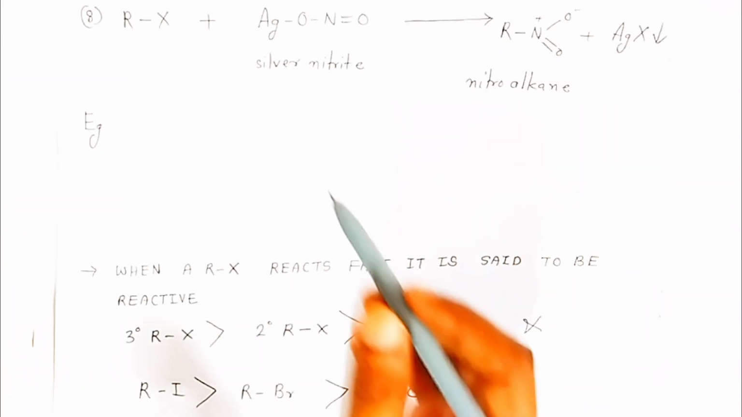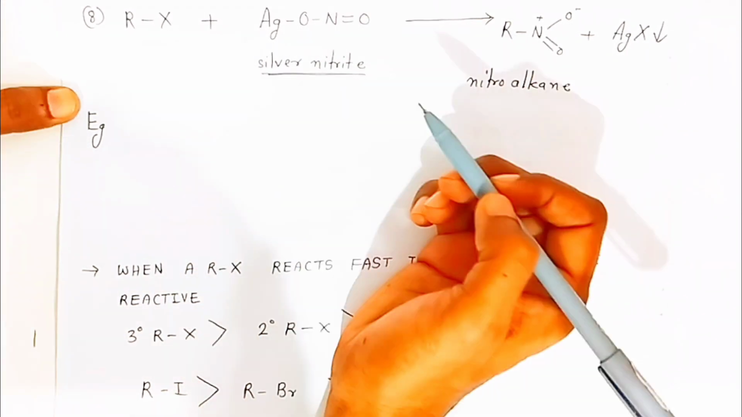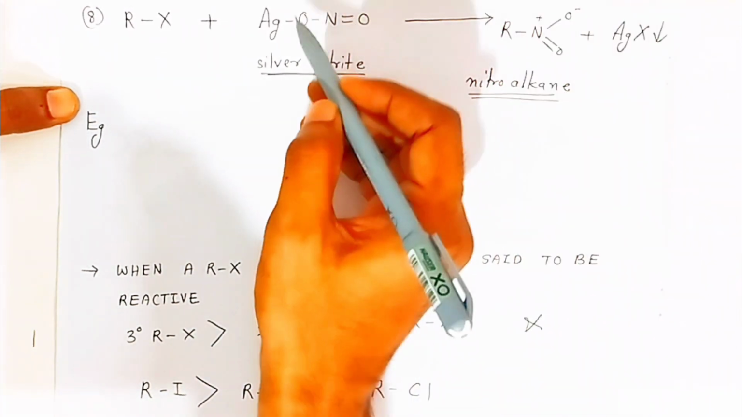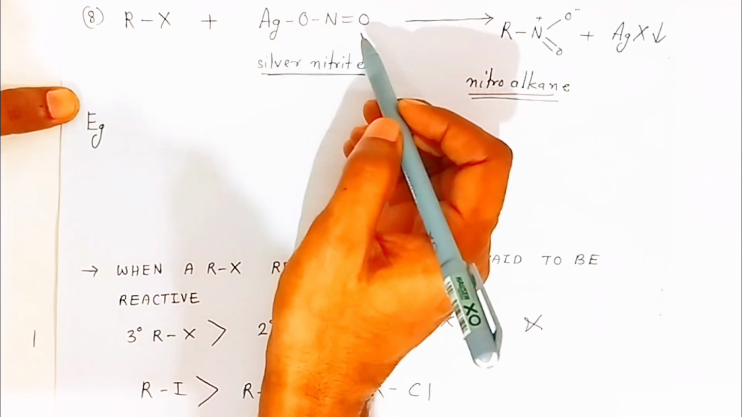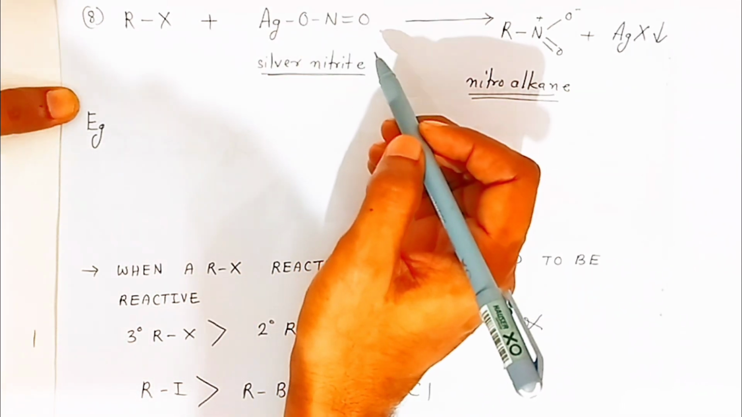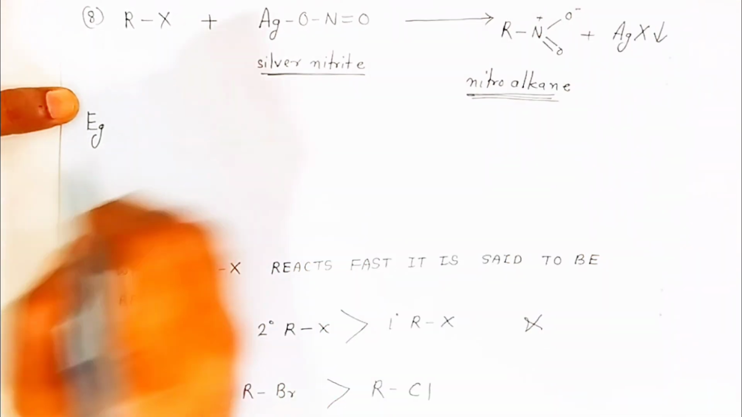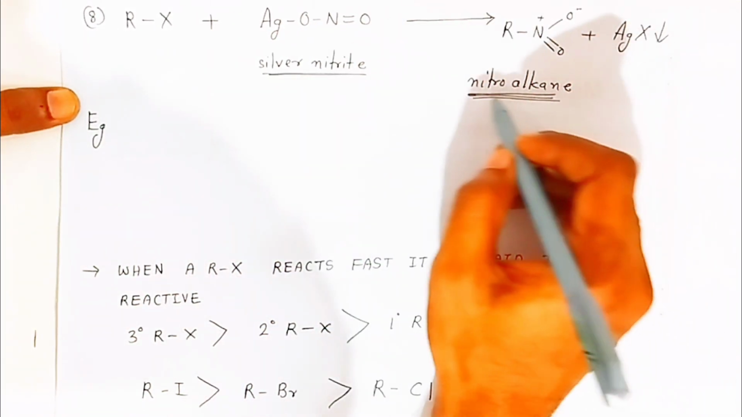Now the 8th one, students: action of silver nitrite. This is silver nitrite, which will always give you nitroalkane. Mind well, students. Now here we are using silver nitrite. In the 7th reaction we used potassium nitrite, which will always give you ethyl nitrite. Now here you are getting nitroalkanes. Action of silver nitrite will always give you nitroalkanes.